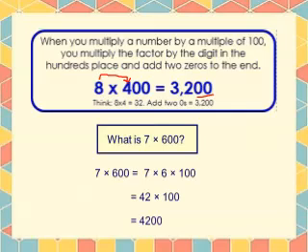So what's 7 times 600? It's the same concept. You multiply the two facts, 7 and 6, which is 42, and then you add the 2 zeros at the end. So 600 is a multiple of 100 because we have 2 zeros at the end. The answer, which is 4,200, is also a multiple of 100 because it has 2 zeros at the end.